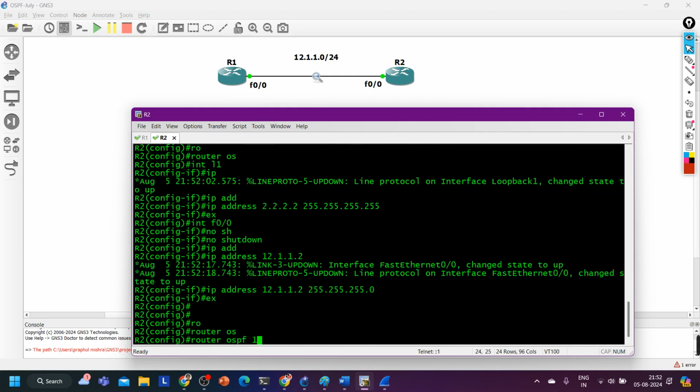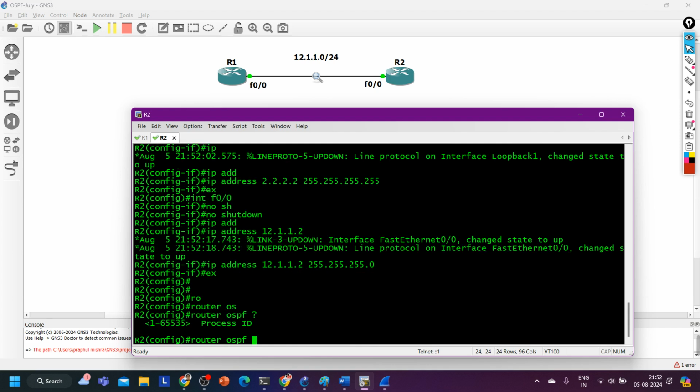Then router ospf, process ID. The process ID is locally significant. What is the concept of process ID? See, on a single router we can run multiple OSPF processes, right? So as we have the option to enable multiple OSPF processes on a single router, how can you identify both processes? With the help of the process ID.